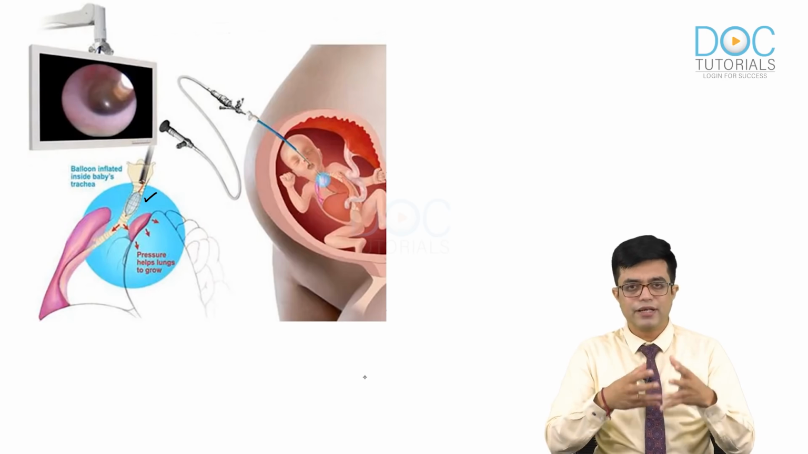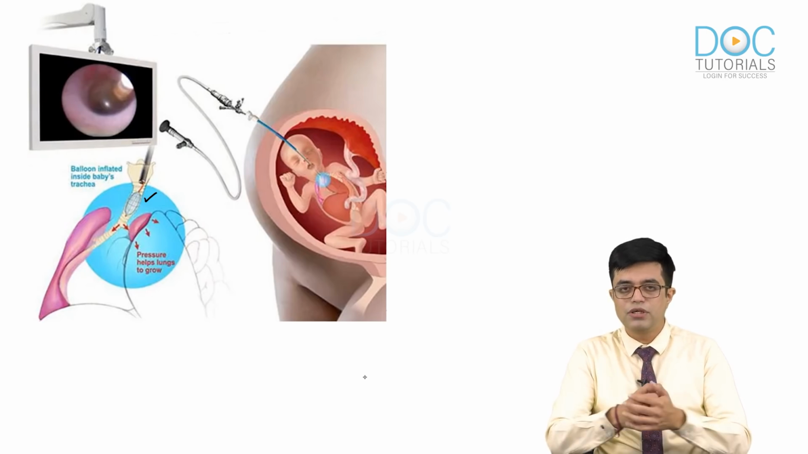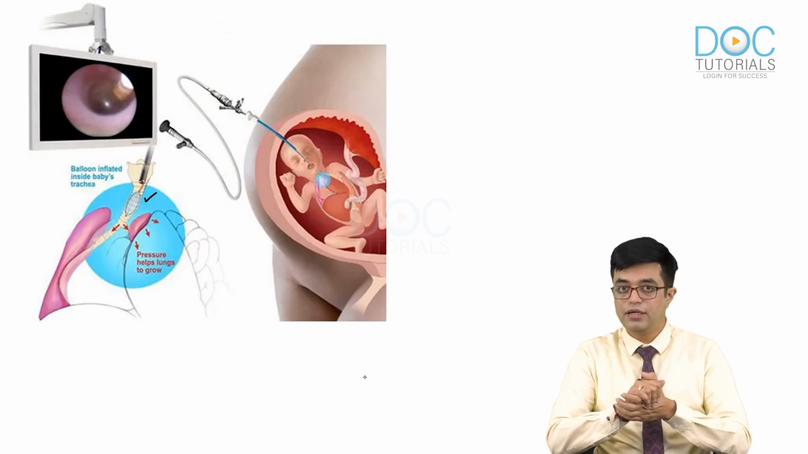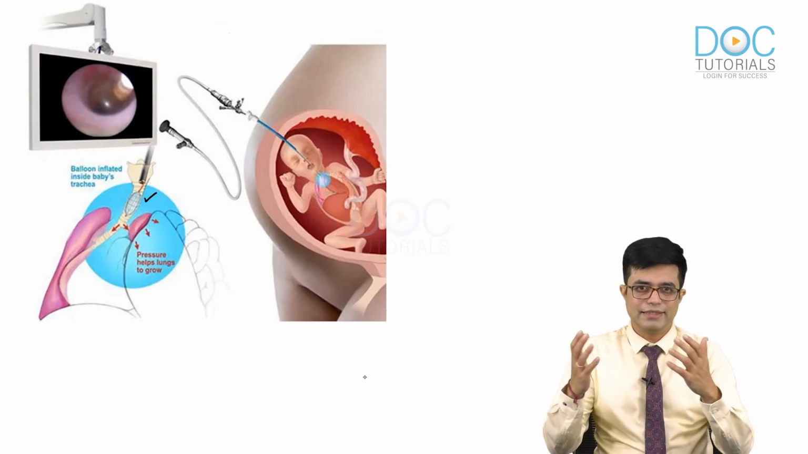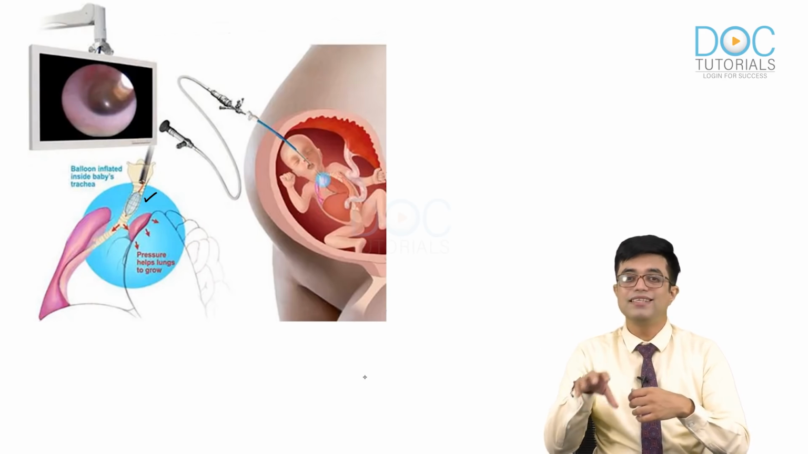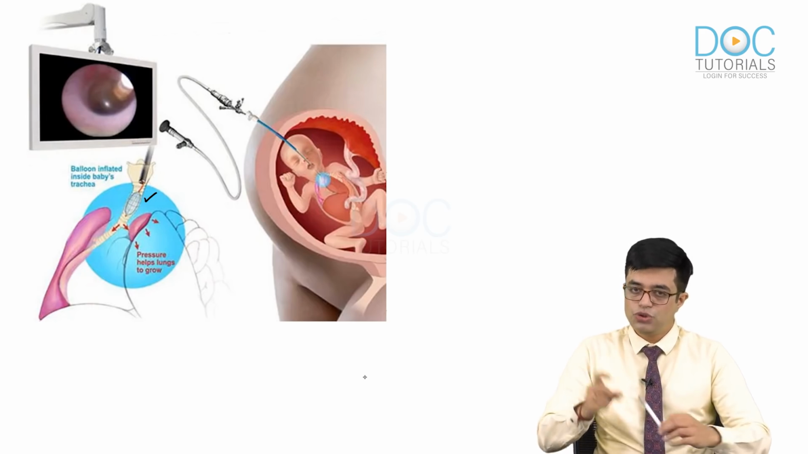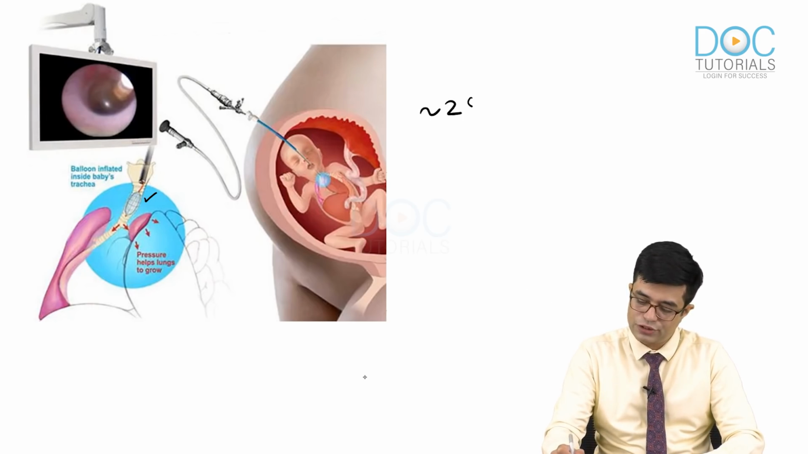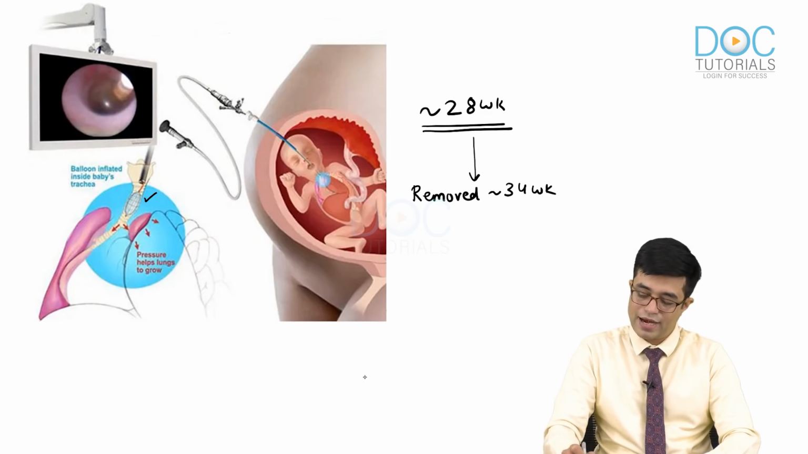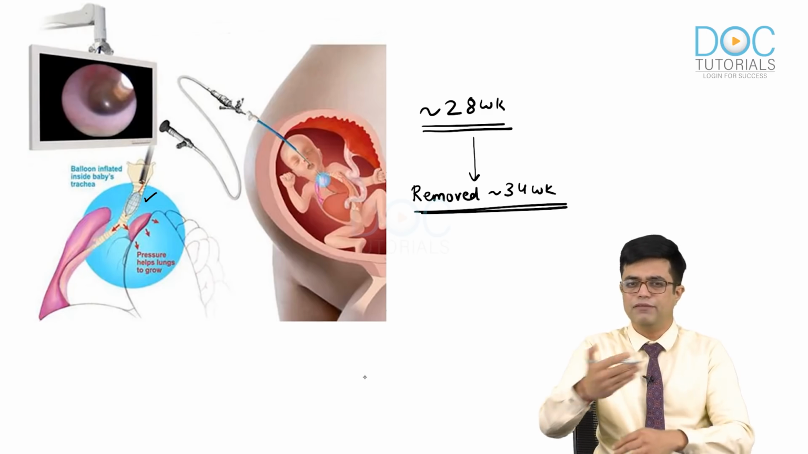Suppose there was a pregnant female, and an ultrasound was done at 18 weeks. On ultrasound, you found that there is a congenital diaphragmatic hernia. So you will refer the lady to a higher center where this procedure is now increasingly being performed. This procedure is usually done around 28 weeks of gestation, but not beyond 30 weeks, and the balloon is removed somewhere around 34 weeks before delivery, and then we allow the lung to expand and normal delivery to proceed.